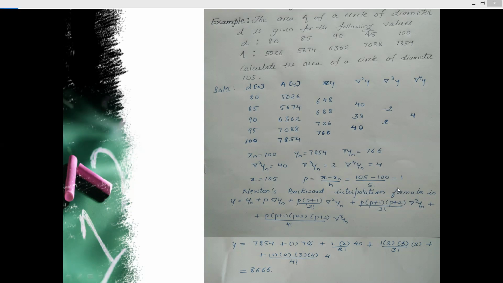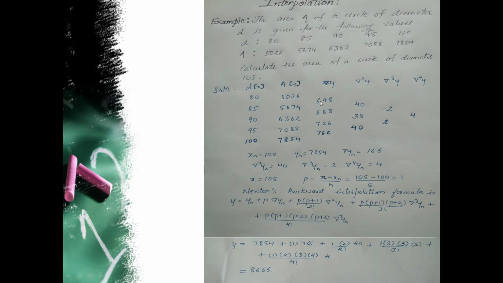Now the diameters and the corresponding areas are given for some values, and we need to find the area when the diameter is 105. You can see from the table that this value 105 is nearer to the last value of our table. So if you think of this D as x and the area as A, this value of 105 is nearer to xn, the last value of our x, and hence we need to apply the backward interpolation formula, and hence we construct the backward difference table.